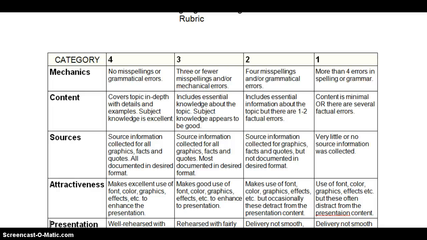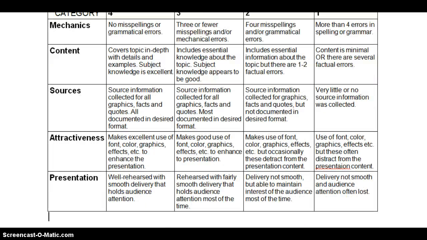In the category of mechanics, they can get a 4 if there's no misspellings or grammatical errors, down to a 1 if there's more than 4 errors in spelling or grammar. For content, they can get a 4 if their piece covers the topic in depth with details and examples, showing excellent knowledge of their subject, down to a 1 if the content is minimal or there are several factual errors. For sources, they can get a 4 if their source information is collected for all graphics, facts and quotes, and documented in their presentation. And that would be down to a 1 if there's very little or no source information.